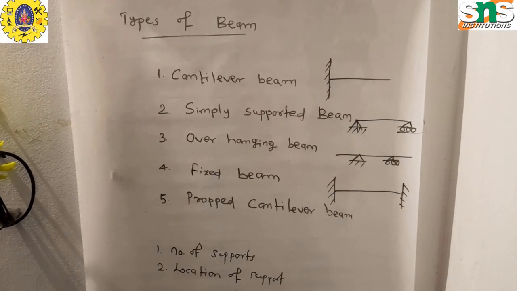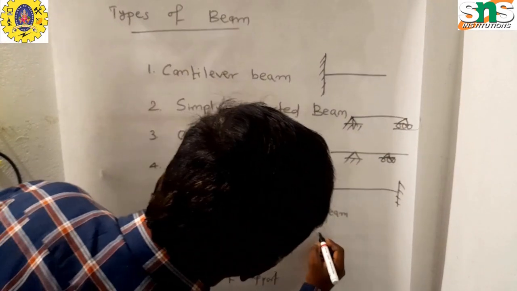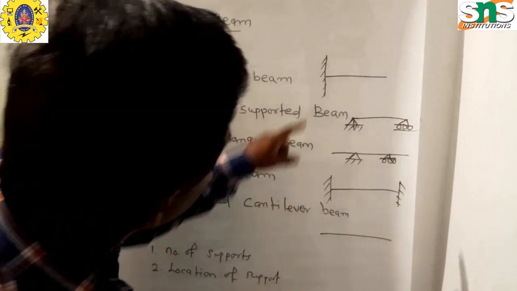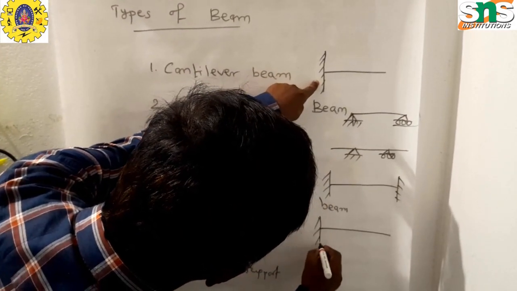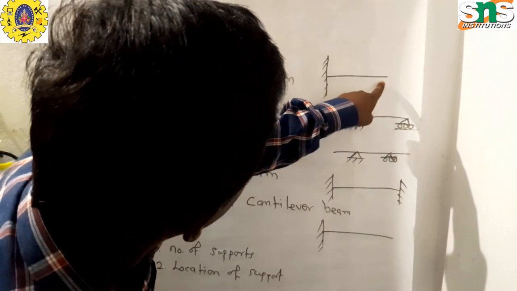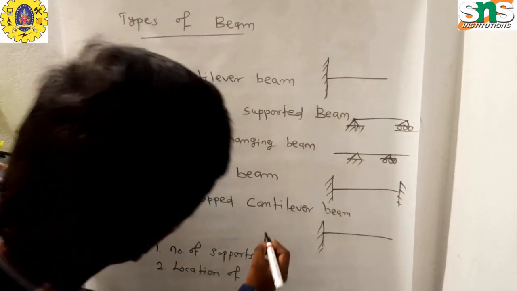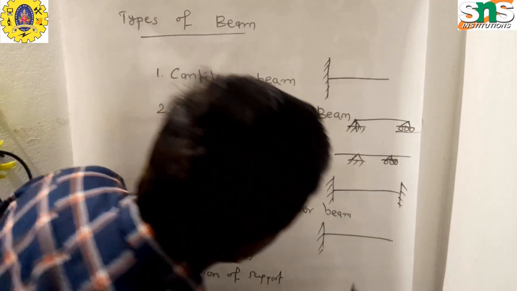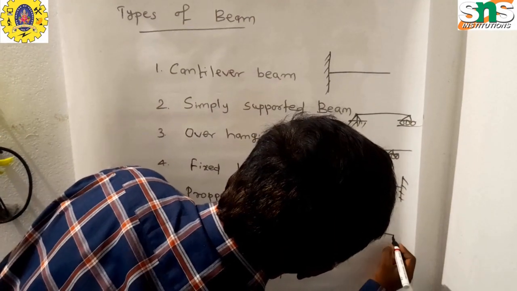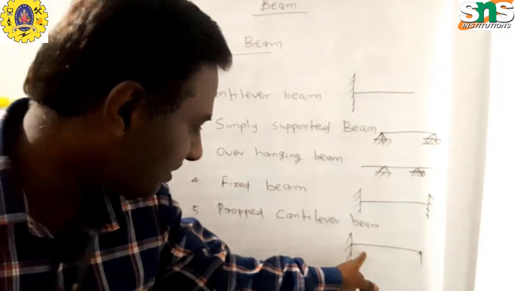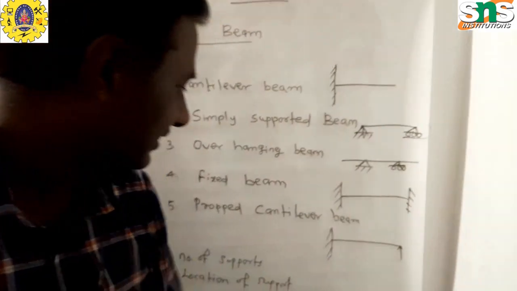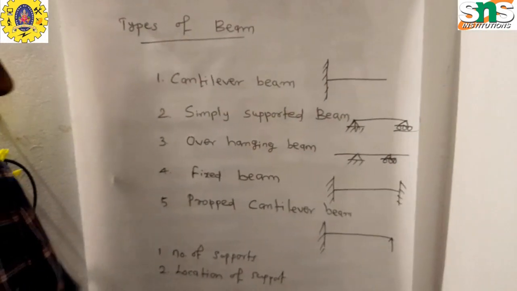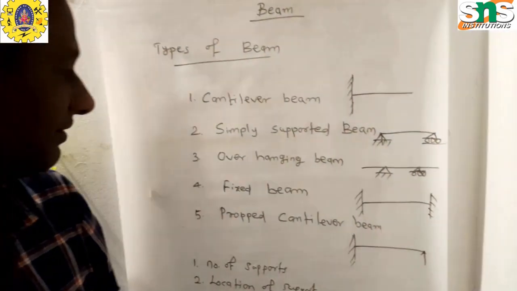What is a propped cantilever beam? It's similar to a cantilever beam. A cantilever beam is a beam in which one end is fixed and the other end is free, but in a propped cantilever beam the other end is supported by a simple support. Okay, it's also a cantilever beam, but the other end is not free, it is supported by a simple support. So this is called a propped cantilever beam.